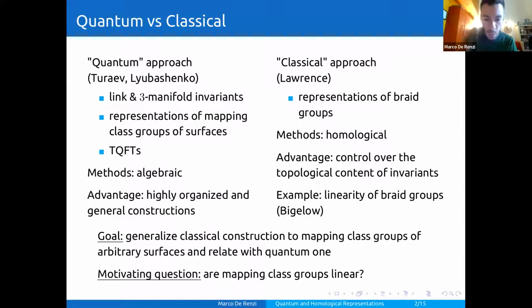And the motivating question behind this project is whether mapping class groups are also linear. This is an open conjecture, and this is a very hard question. And we could think about this project as aiming at developing the tools, or at least the analogs of those tools, that were used successfully by Bigelow in order to prove linearity of braid groups.